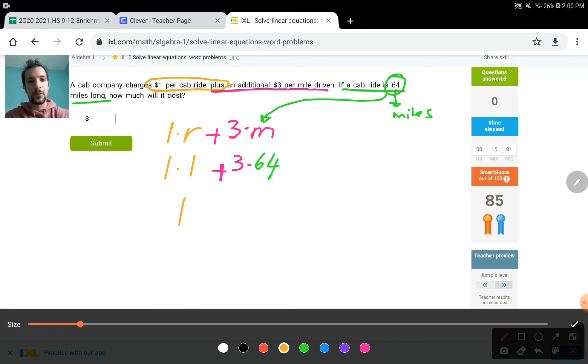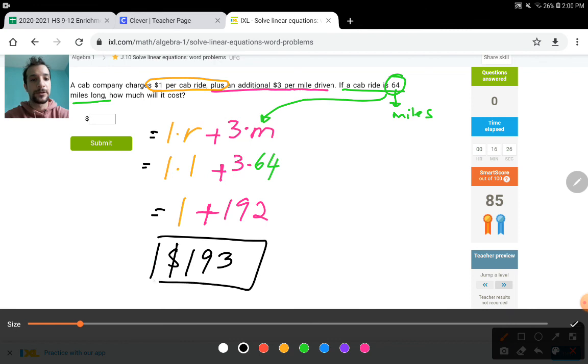So what I have is 1 plus, what about 3 times 64? That would be 192. So if it is 192, and if there's an additional $1 charge because of the ride, the total cost is going to be $193. So we are adding them all together. So that would be the total charge.